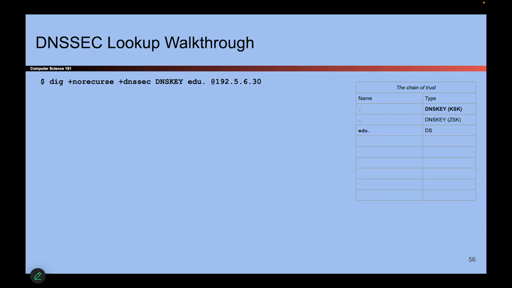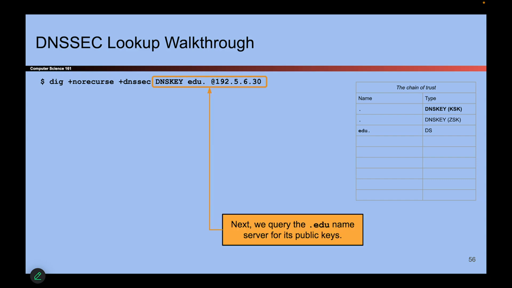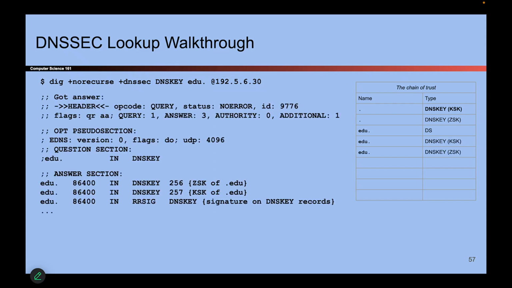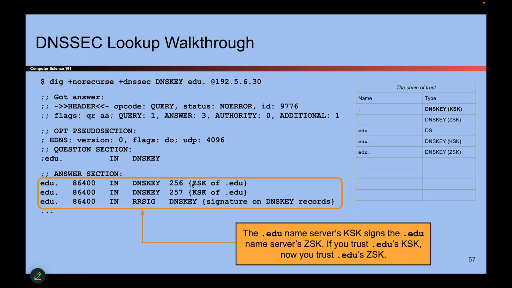So now we can go to the .edu name server. We ask it for its public keys, which is how the top half endorses the lower half. And we get back a similar answer as before. Here is the lower half public key. Here is a signature on the lower half's public key. So if you trusted me, the upper half, now you trust the lower half. And here's my public KSK so that you can verify the signature. So this is the upper half endorsing the lower half again.